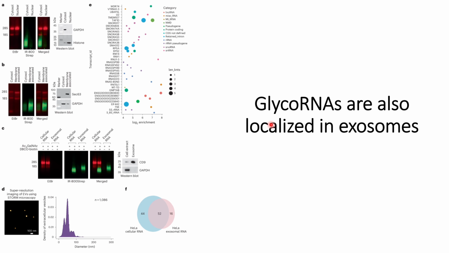And these results are not in opposition to the previous GlycoRNA results that were published earlier, because these results also show that GlycoRNAs are mainly found in the membrane-associated cytosol fraction. But this experiment also gives a new finding that GlycoRNAs are also exported into the exosomes.